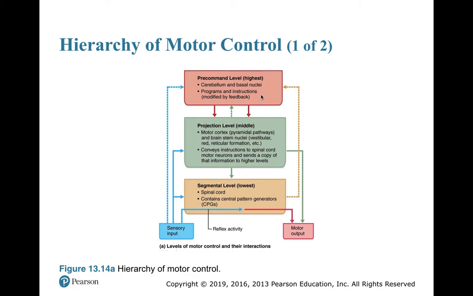They program the instructions and send that to the projection level, where the motor cortex, which would include the pyramidal pathways, and in the brainstem, the reticular formation, take those instructions and send them to the spinal cord motor neurons. They would also send a copy back up to higher levels, and the instructions from there would make it to the segmental level, which would include the spinal cord, sending information to the specific skeletal muscles to do their function.